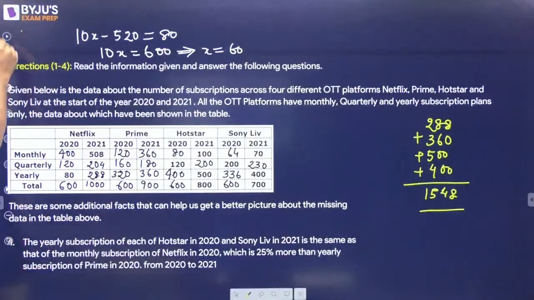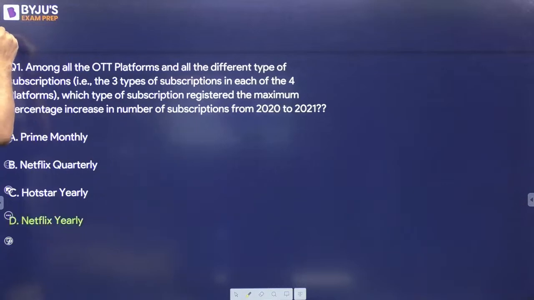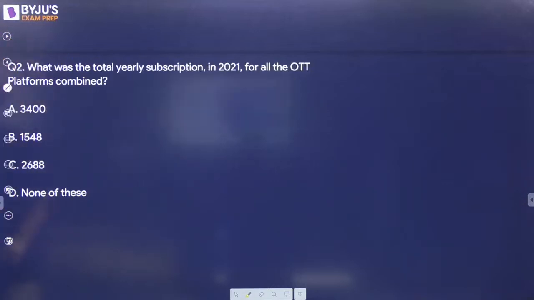Okay, so 1548. देखते हैं कौन सा ऑप्शन है. Okay, the answer is going to be B, 1548.